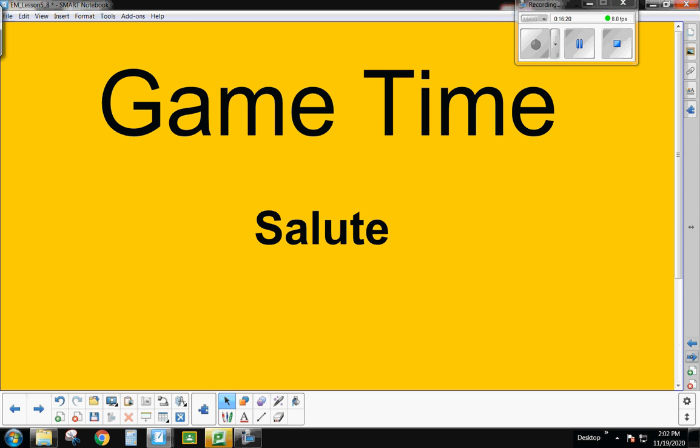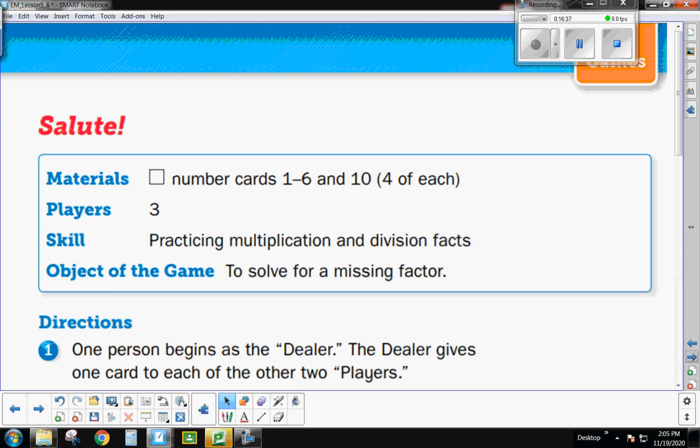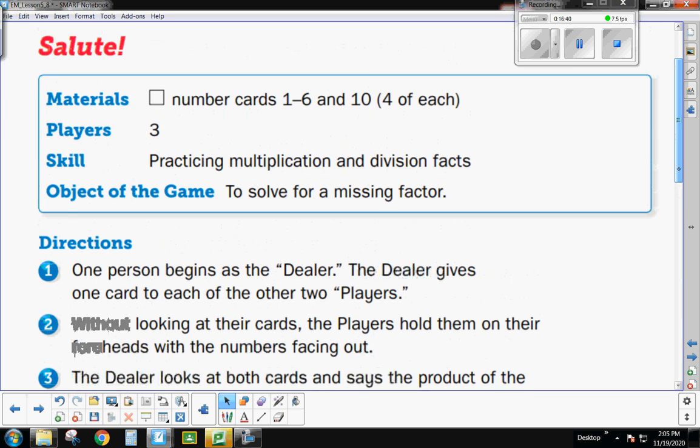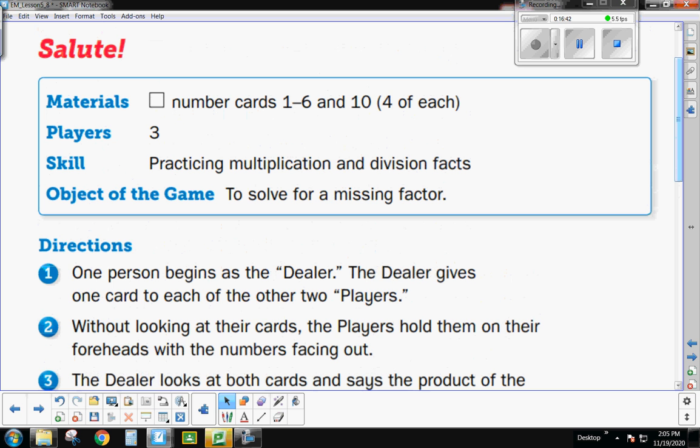And now to learn how to play the game Multiplication Salute. Okay, Multiplication Salute is a lot like Addition Salute that you played in first and second grade, except this time you're playing it with multiplication. And so here's how you're going to play this game. Now here are the directions. What you need is some number cards.